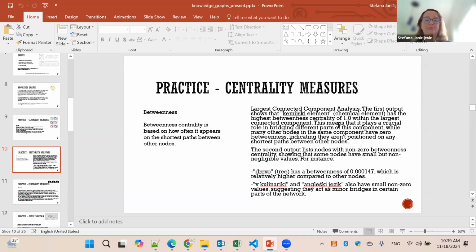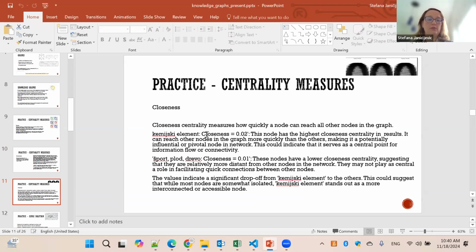Drevo, v kulinarki, and angliški jezik. I also remember sport, but I didn't put it here. And yield, and želja ka uspehu, or wishing to success. But also, yeah, they have significant betweenness, but less than chemical element.